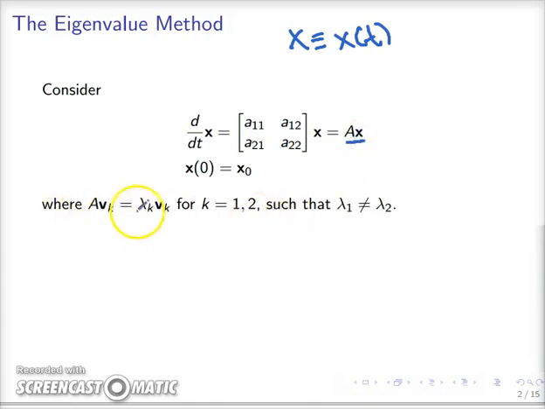Very importantly, we're going to use the notation lambda and v with index 1 and 2. So we write A times v sub k equals lambda k v sub k. This means that we have eigenvalue lambda 1 with corresponding eigenvector v1, and then we have eigenvalue lambda 2 with corresponding eigenvector v2.